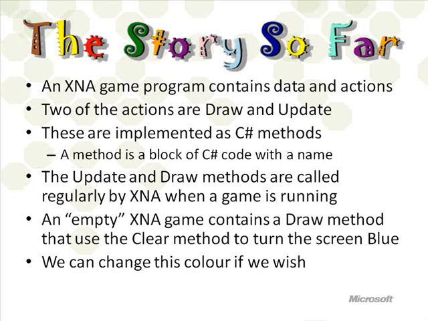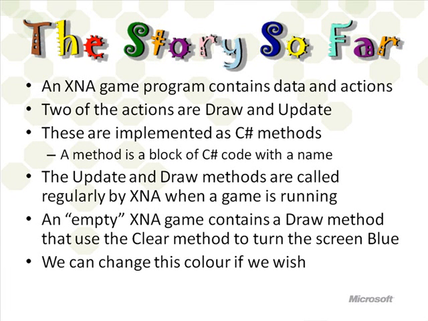And another programming thing we learned last time is that a method is a block of C# code, a lump of C# that does something with a name. The other thing we learned was that 60 times a second, when the clock goes tick, update and draw are called by XNA, so that this is happening for you automatically and by magic. All you have to do to make your game fly is decide what you want to do every 60th of a second and actually make that happen.